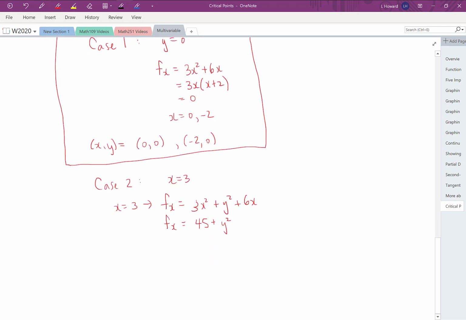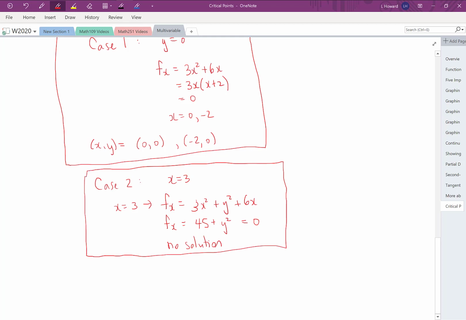And we're trying to figure out where this is 0 or undefined. So again, because it's a polynomial, it's not going to be undefined. So we're going to set that equal to 0. And in fact, there's no solution. So there's no real y value out there such that 45 plus y squared is going to equal 0. So it turns out there are no critical points coming from case 2. So overall, now we've got our list of critical points. Turns out that there are 2 of them, and I think I'll just summarize them at the end of the problem here. So our critical points are 0, 0, and negative 2, 0.